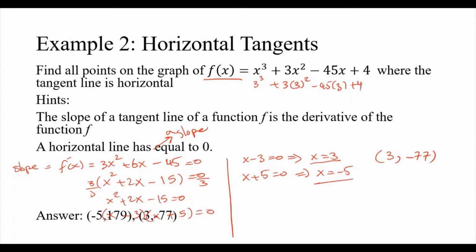For the second part, you're going to do the same. When x is equal to negative 5, what is the value of the y coordinate? You plug negative 5 into this function. You get negative 5 all cubed plus 3 times negative 5 squared minus 45 times negative 5 plus 4, and the final answer is going to be 179. So the first point at which we have a horizontal tangent is (3, negative 77). The second point where we have another horizontal tangent is (negative 5, 179).